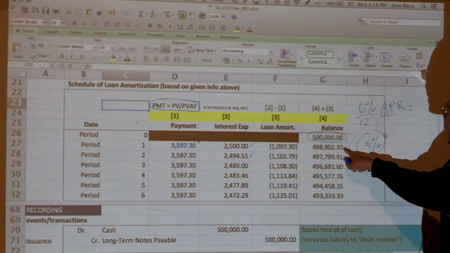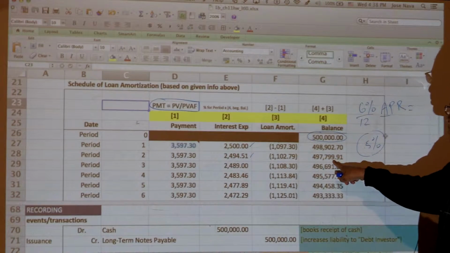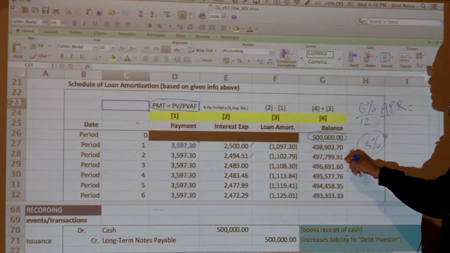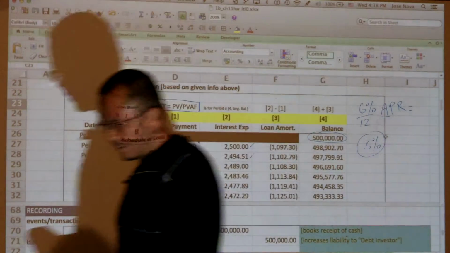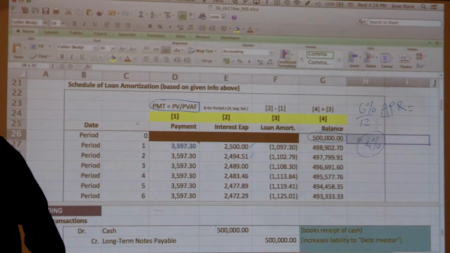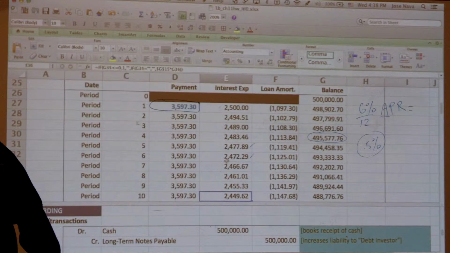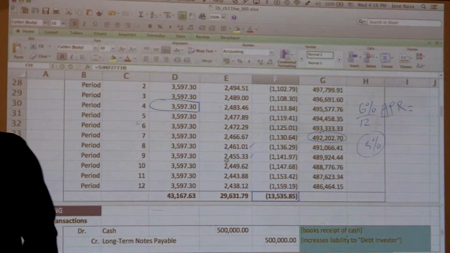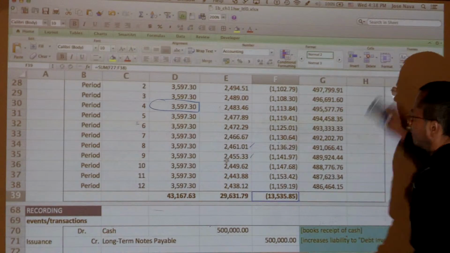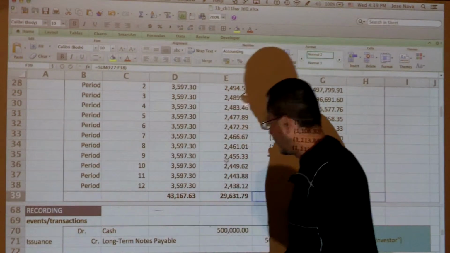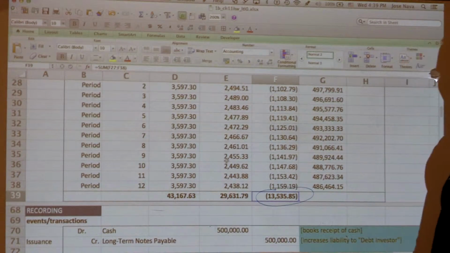That's a pay down. That means that the ending balance from the prior period is reduced by that amount down to 497,799.91. So we follow the same approach each period. That's how you would actually figure out the pay down and the interest expense for each period. If you keep doing the same process over the first 12 months, the overall pay down of the loan for that first year after those 12 months would be a total of $13,535.